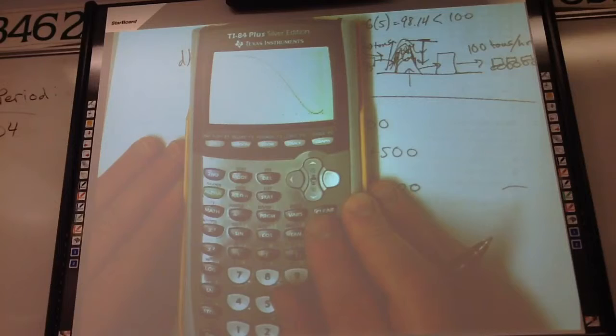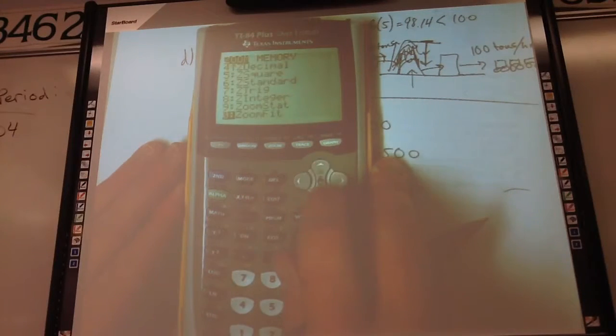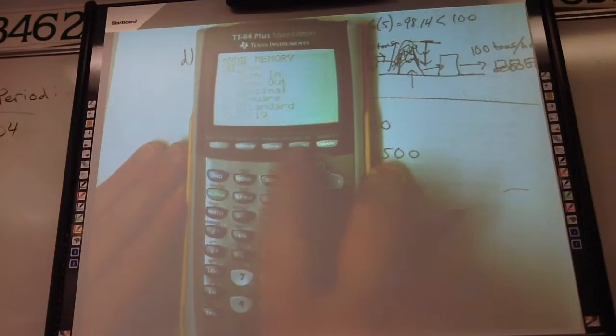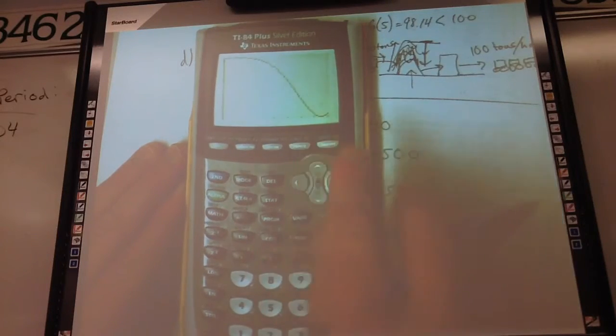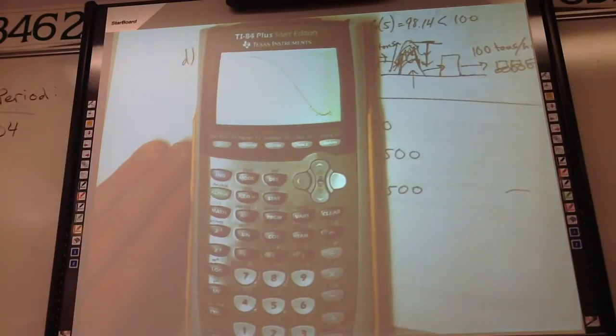There is no zoom 0. Yeah, there's Zoom Fit, zoom 0. Okay, and that'll change your Y for you. And then if you just go back to your window after you do that and change the X from 0 to 8, because that's the only part you care about.